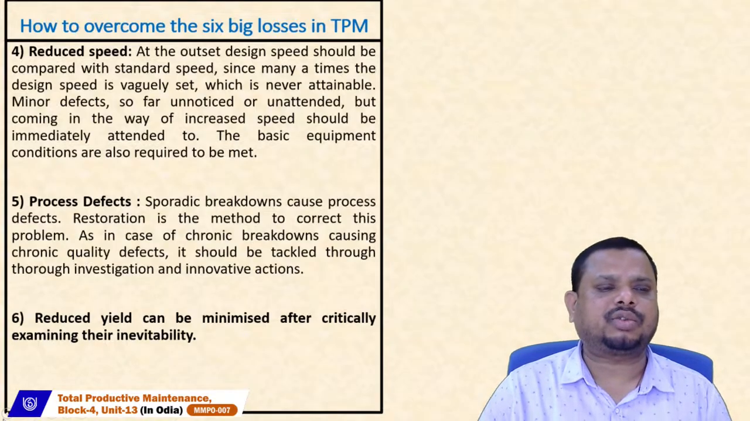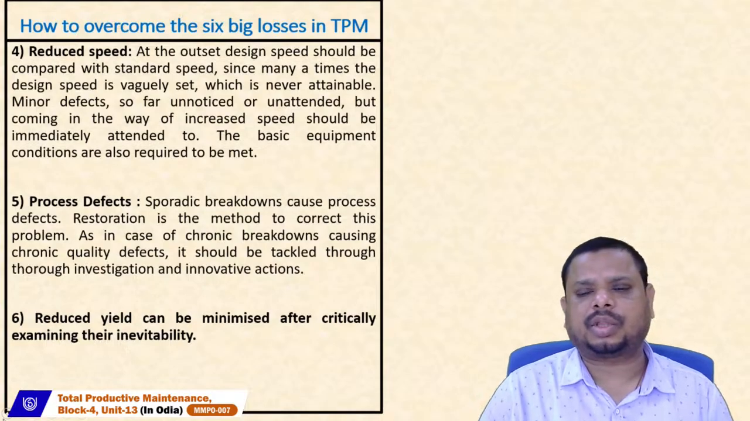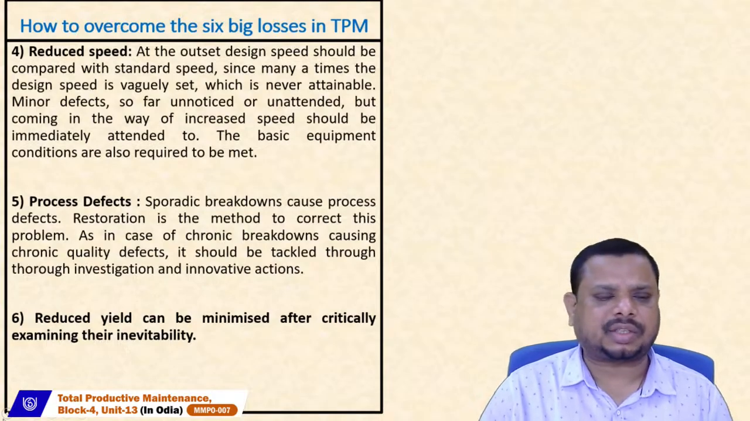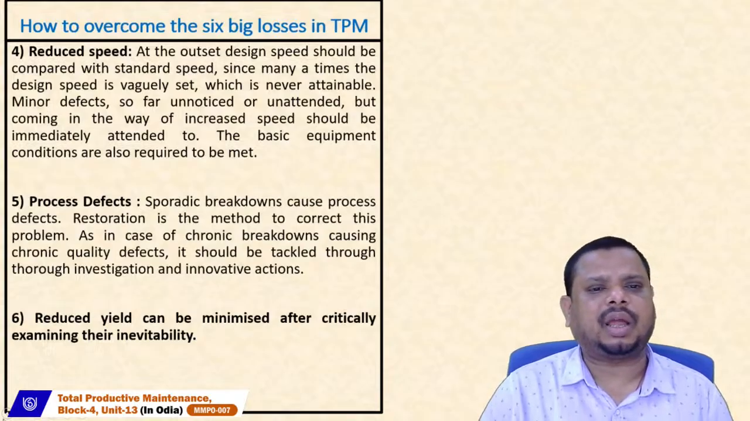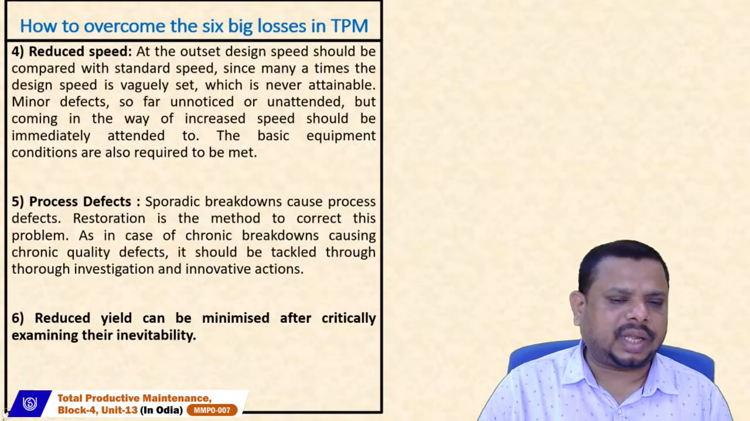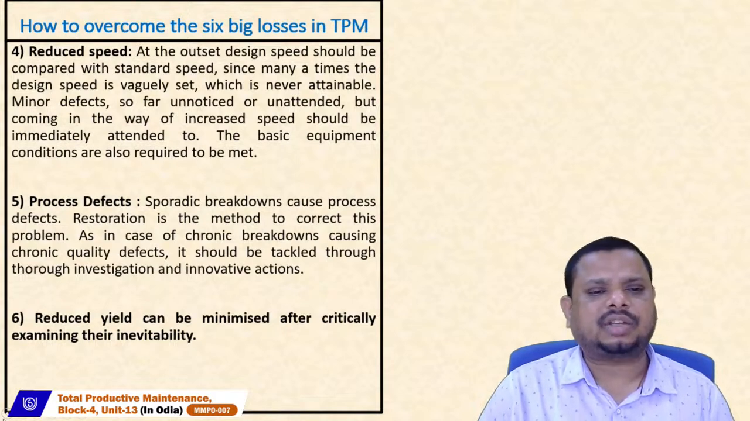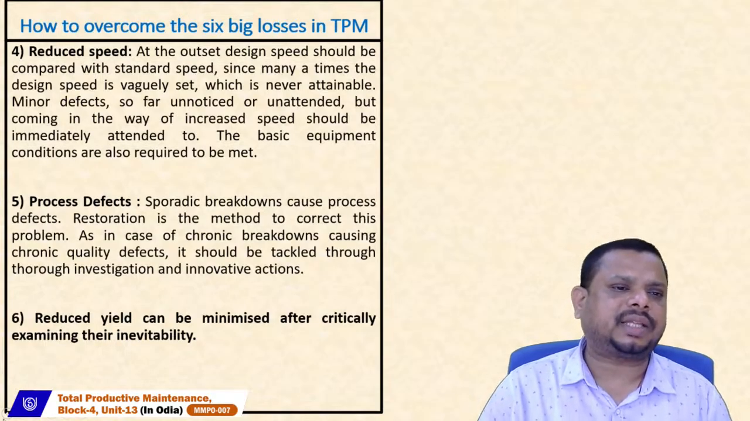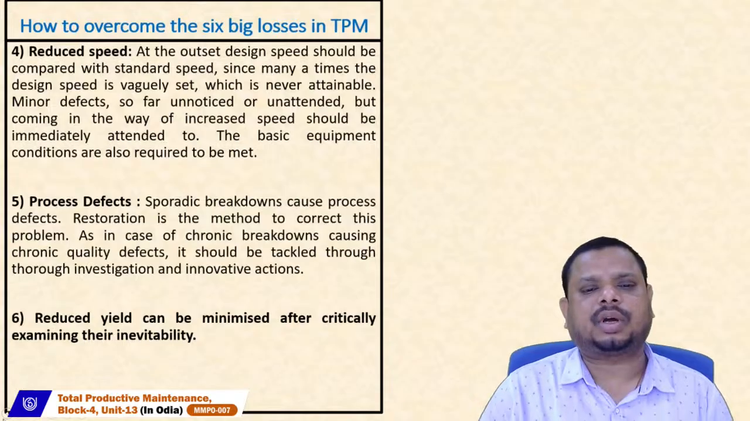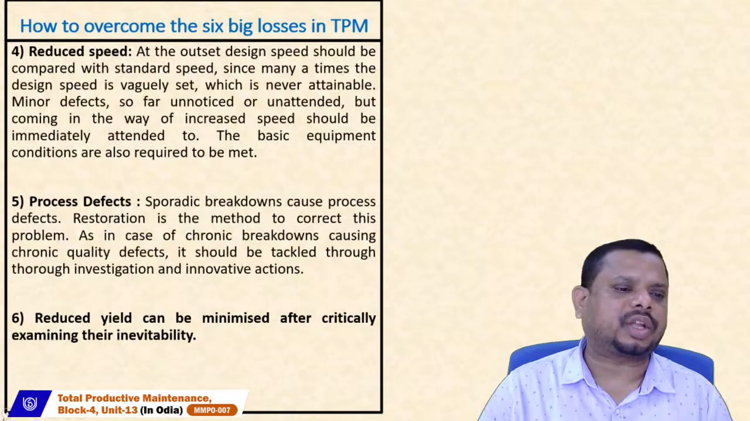Whenever you go for reduced speed, the first important part is to focus on the design speeds set by the manufacturers. And whenever you increase the speed, you have to identify and attend to the big losses. That is why during commissioning of machines or equipment, the higher speeds should be tested by skilled operators, so that they can easily identify what errors might arise in that machine or equipment.